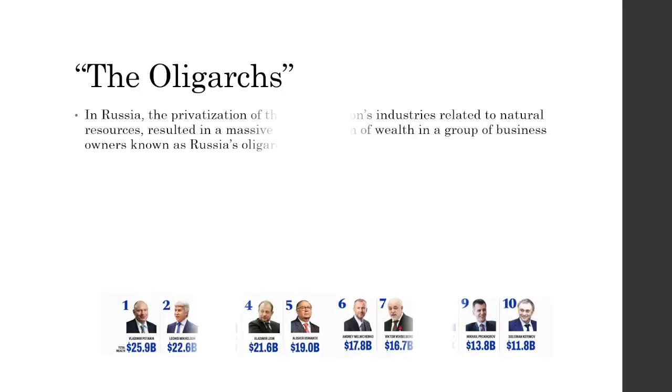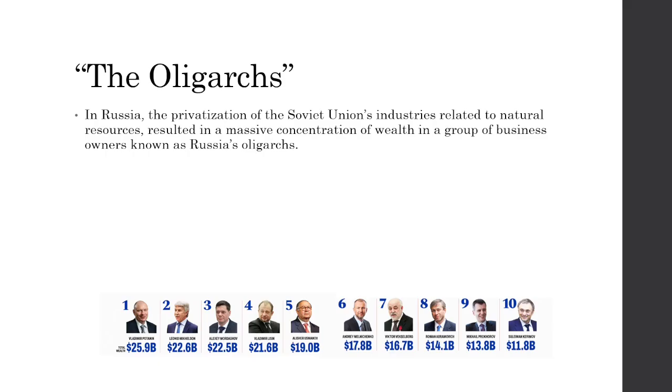Let's talk about the oligarchs. That's literally a name for a group of people within Russia. So in Russia, they have privatized many of the Soviet Union's industries related to natural resources. And this has resulted in a massive concentration of the wealth in a group of business owners known as the oligarchs. And these are the 10 wealthiest oligarchs within the country. The first one is actually named Vladimir, which is kind of interesting. But they are the primary business owners of these privatized industries.